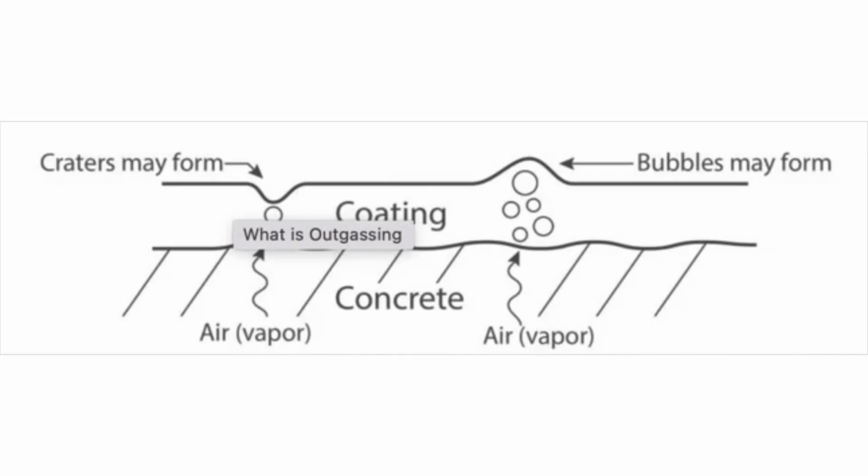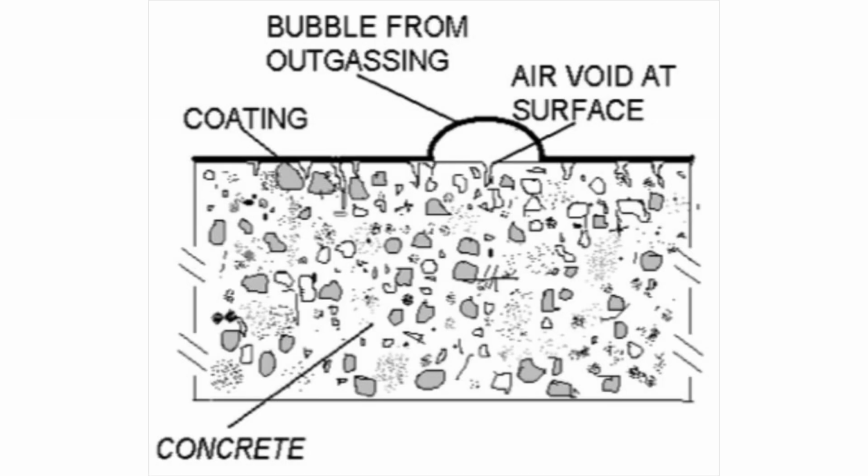You ever wonder what those pinholes you often see in concrete floors are from? Well, that's from concrete outgassing. This refers to the phenomenon where air and water vapor trapped within concrete escape through its pores and capillaries. This process occurs due to the changes in temperature and barometric pressure.